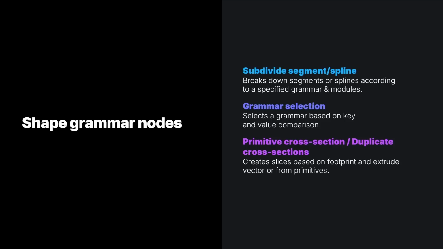All right, enough of that, because we're going to go through all of these. The first thing we're going to talk about today is the shape grammar nodes we've added in 5.5. We're going to give you an example of the subdivide spline here. Basically, these break down splines or segments according to a list of modules, and you can do fences, buildings, and a lot of stuff with that. All right, Jess, let's go to the editor.